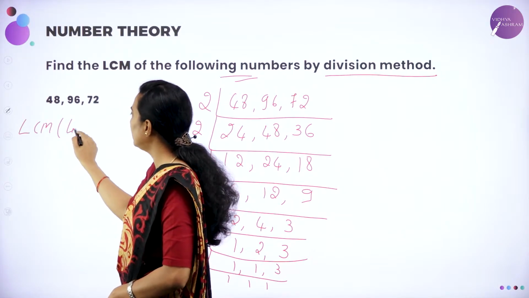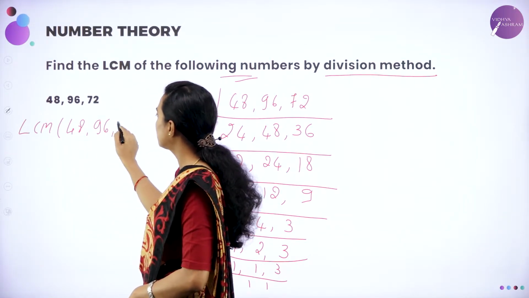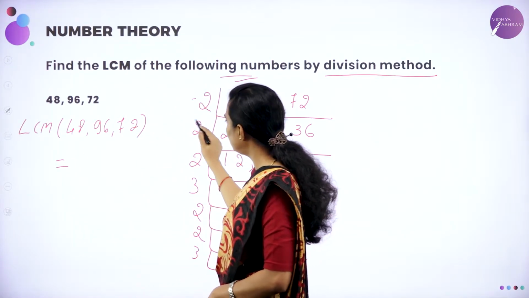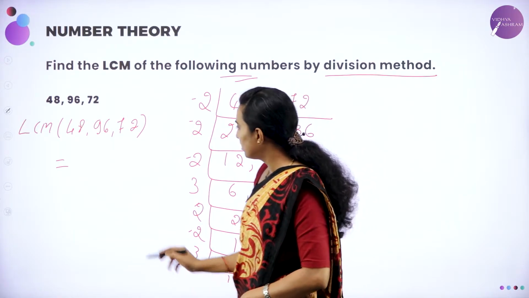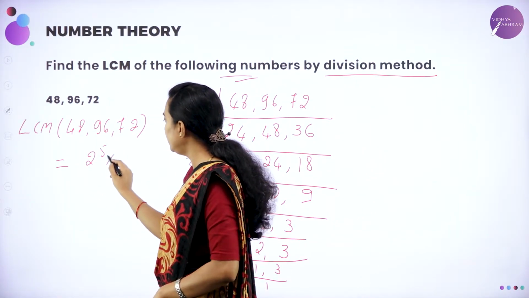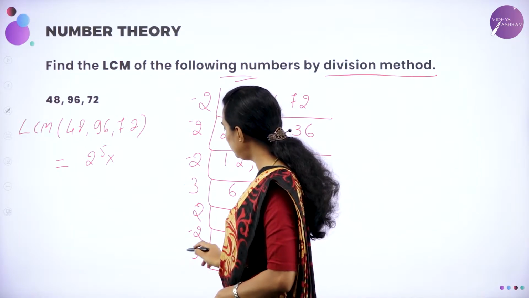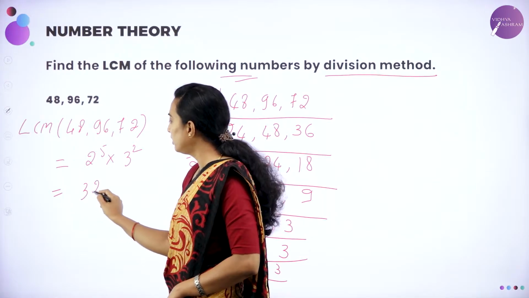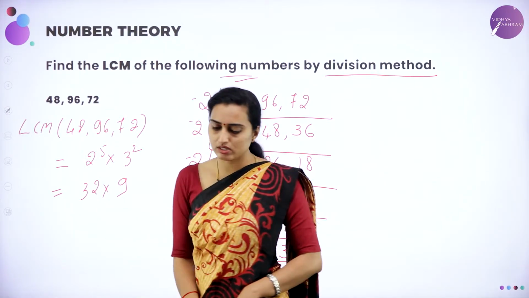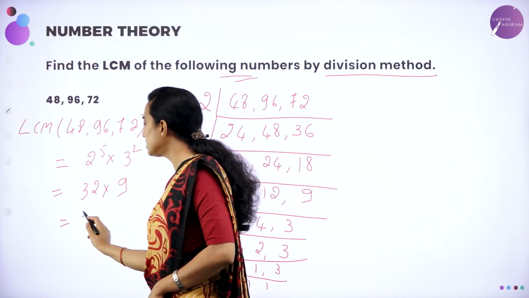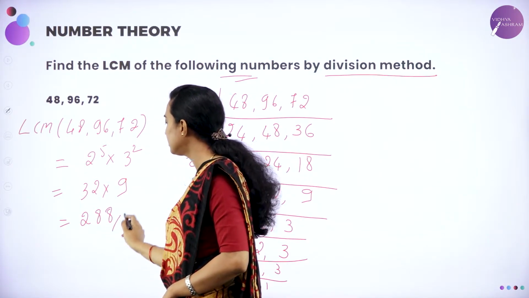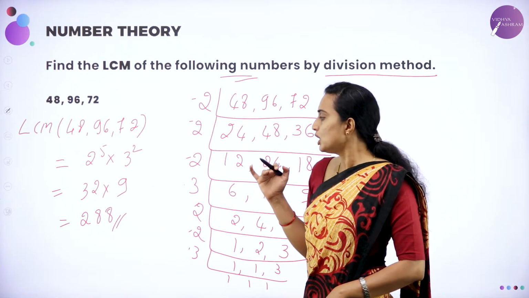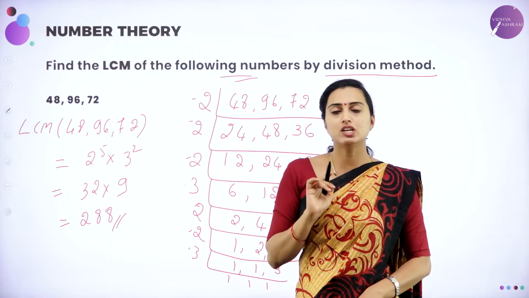LCM of 48, 96, 72 will be equal to 2 to the power of 5 into 3 to the power of 2. 2 to the power of 5 is 32, into 3 squared is 9. What is that product? The answer will be 288. Is that so easy? So the LCM of 48, 96, 72 is 288 by division method.